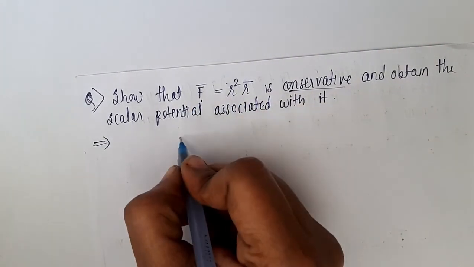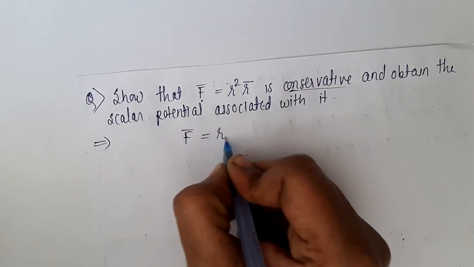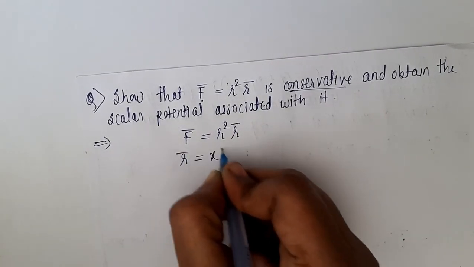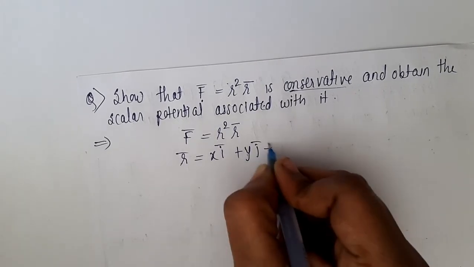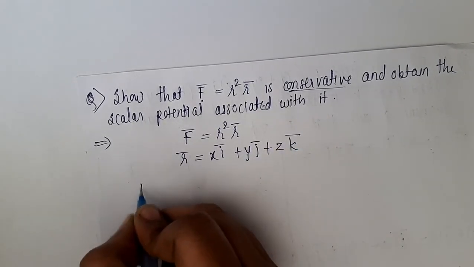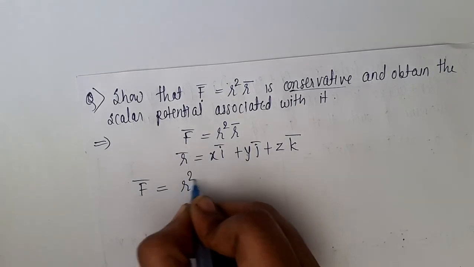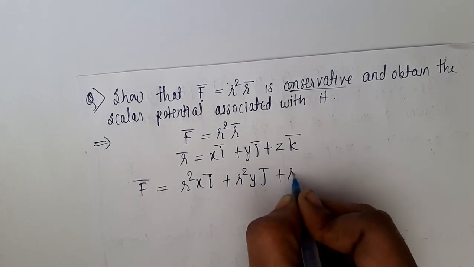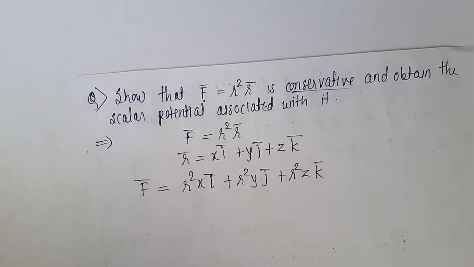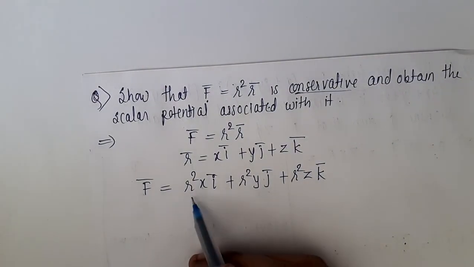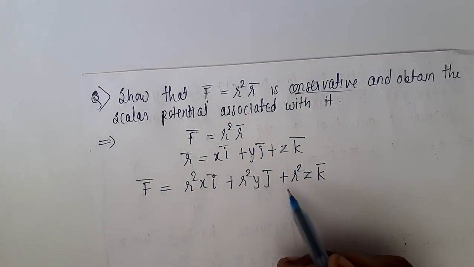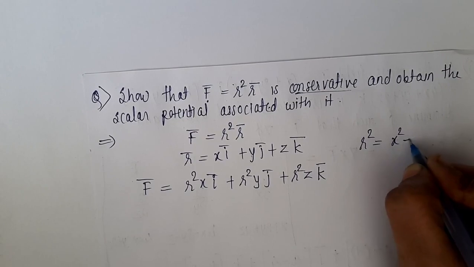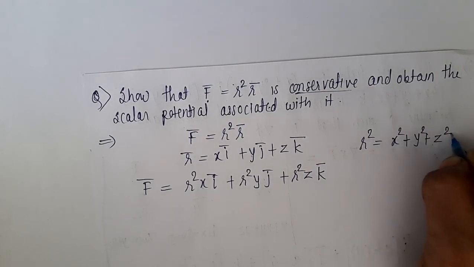So F is given as F is equal to r square into r. Now what is r? We know that r is xi plus yj plus zk. So what is F? Can we write F as r square into xi plus r square into yj plus r square into zk? Is it clear? F is equal to r square into xi plus r square into yj plus r square into zk. But what is r square? r square is also equal to x square plus y square plus z square.